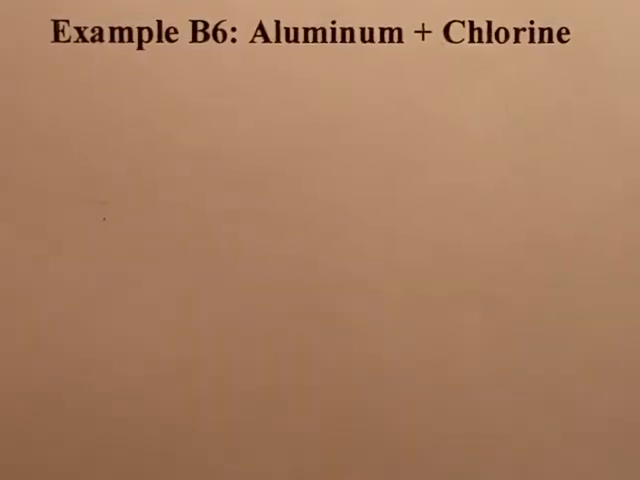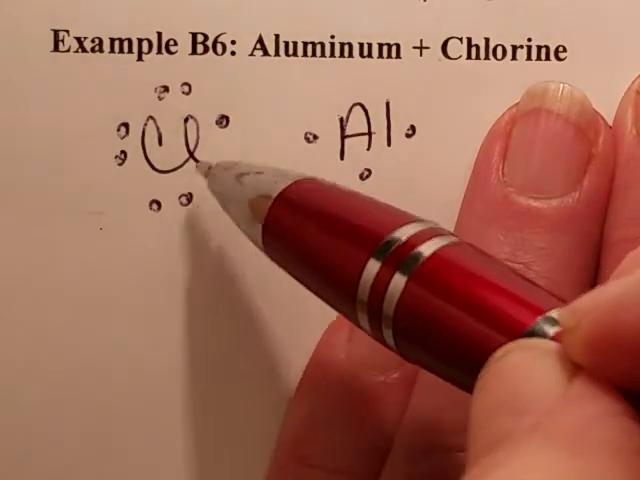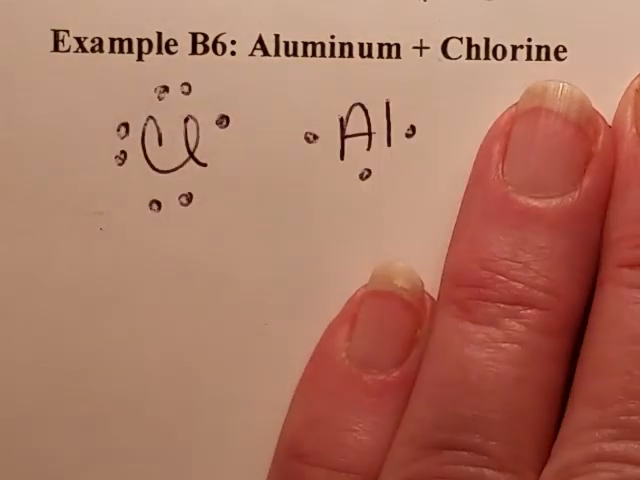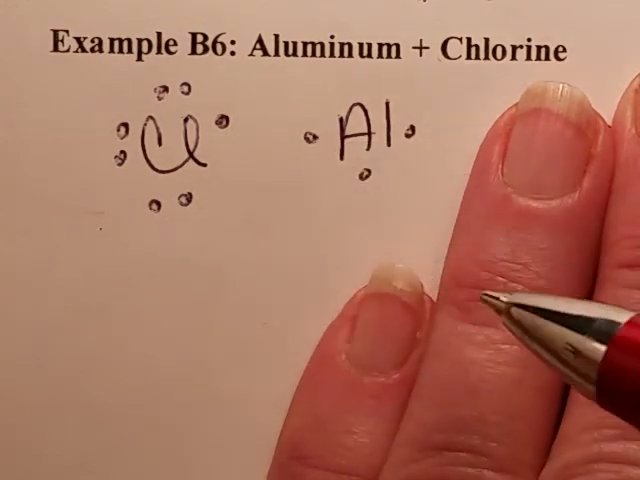Let's go to our last one, aluminum and chlorine. Go ahead and find those on the periodic table. And let's see how you do on this one. It's a little bit tougher. Chlorine is from group 17, so it will have 7 valence electrons. Aluminum is from group 13, so it will have 3.